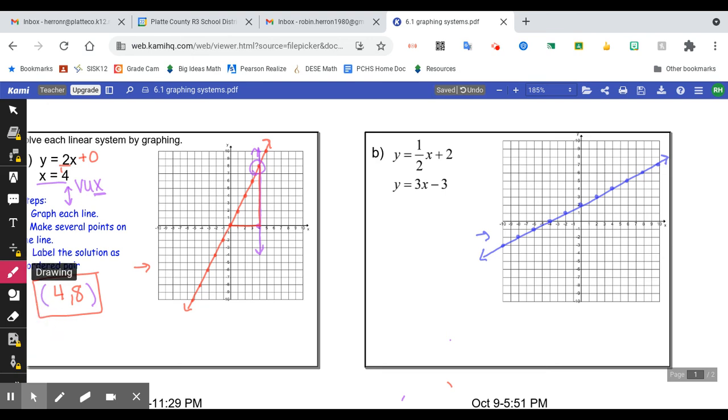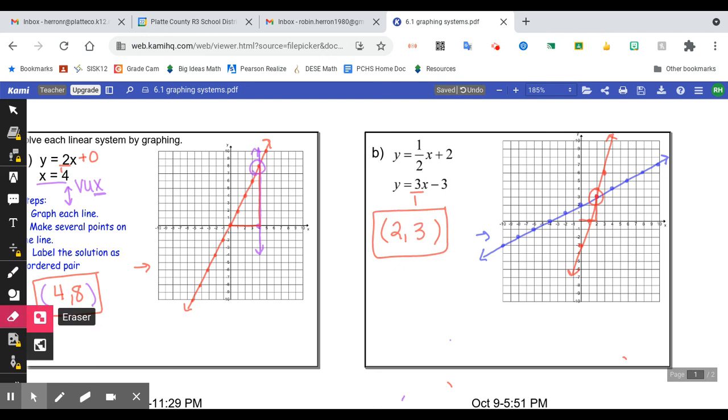We've got 3x minus 3, so I'm going to start at -3. And then this would be 3 over 1. So up 3, over 1. Up 3, over 1. Up 3, over 1. You notice they already intersected right on top of each other. There's my point. So I need an ordered pair. So I'm going to go over 1, 2, up 1, 2, 3. So 2, 3 is my ordered pair.